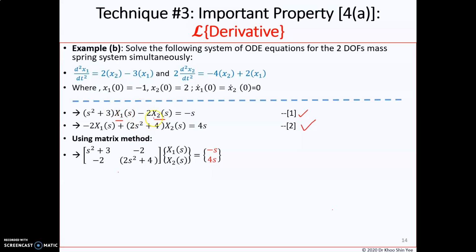We can rearrange this equation by using the matrix, and you get a matrix format like this. You can check it: take (s squared + 3) multiplied with x1, then minus 2 multiplied by x2, you get equal to negative 2, which is equation 1. And take negative 2 multiplied by x1 plus (2s squared + 4) multiplied by x2, you will get equal to 4s. So these are the two equations in matrix format.